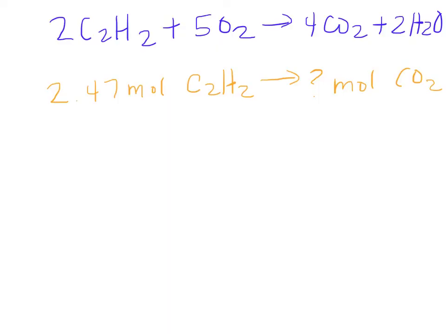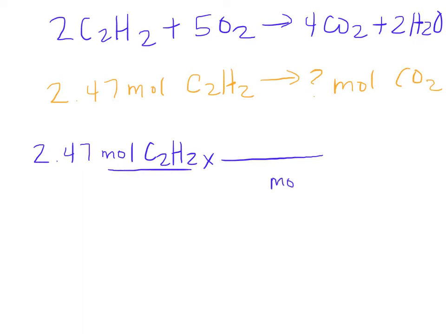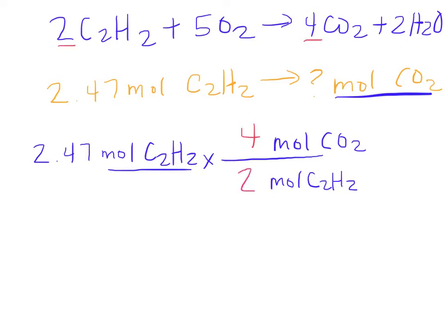So hopefully you've solved it on your own and you're just here to double check. So as always, we're just going to start off with our given, which is 2.47 moles of acetylene. Then I want to set up that conversion factor, and remember my given units, which in this case are moles of acetylene, go on the bottom, and then I need to get into the moles of my answer, so moles of carbon dioxide. And then we're going to look at the coefficients to make the mole ratio. The coefficient in front of carbon dioxide is 4, so that's the number that I plug in here. The coefficient in front of acetylene is 2, so that's the number that I plug in here.